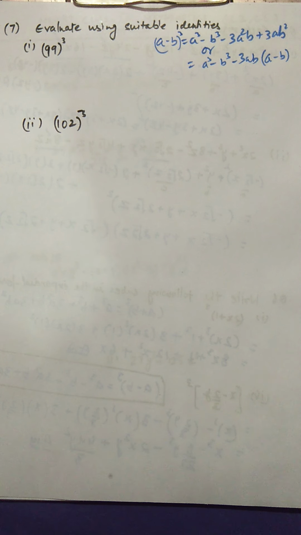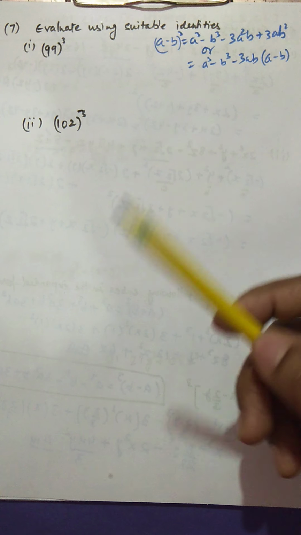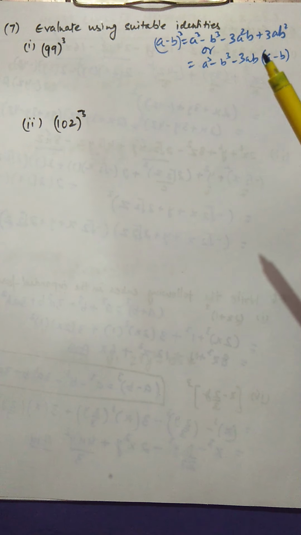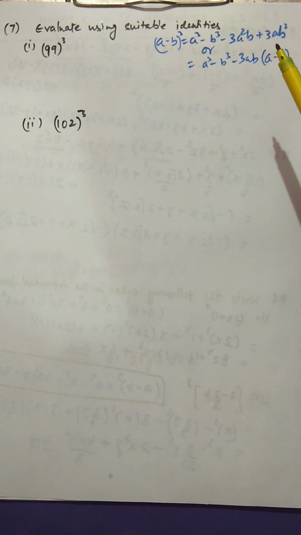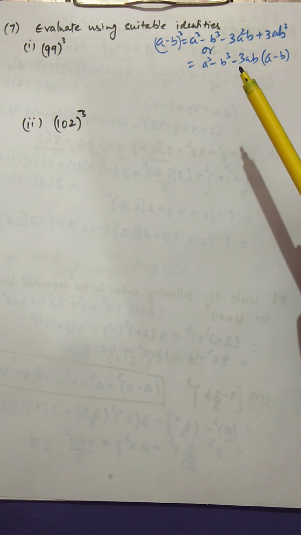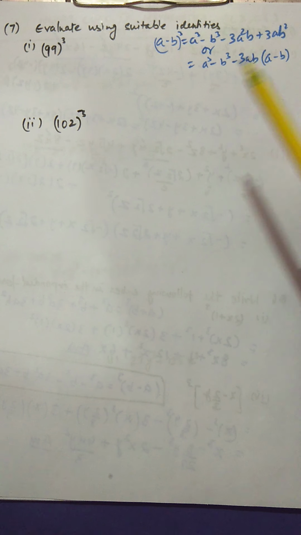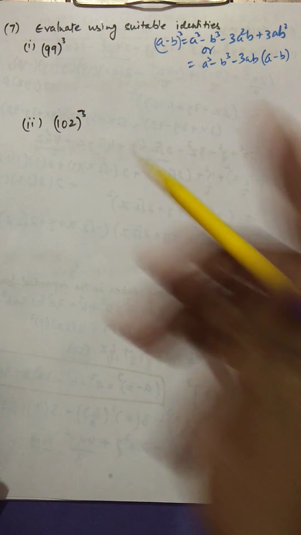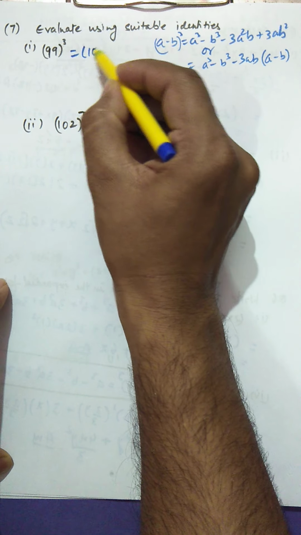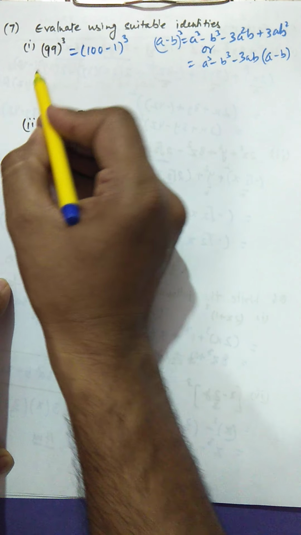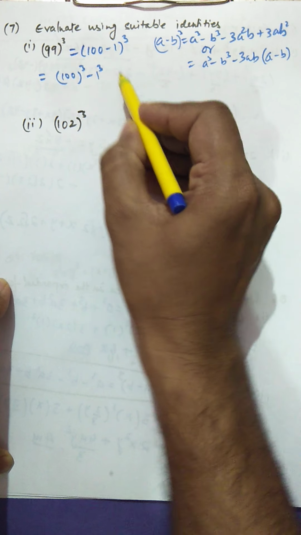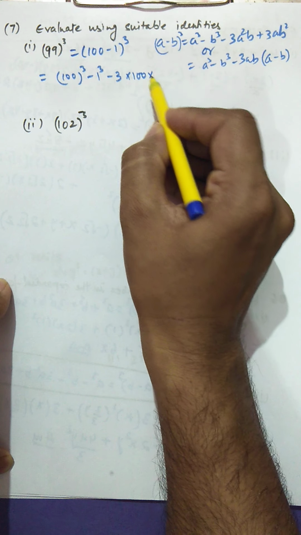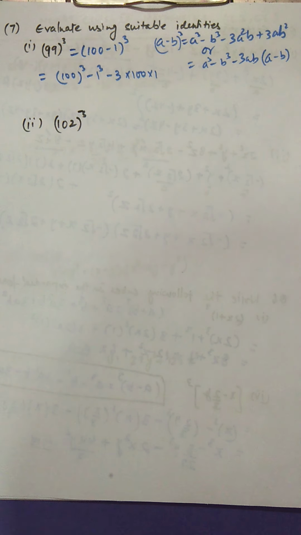Now see question number 7. You have to evaluate 99 whole cube. So you can see the identity a minus b whole cube is a cube minus b cube minus 3a square b plus 3ab square, or you can write a cube minus b cube minus 3ab bracket a minus b. So we are going to use this form of this identity, the second one, and see how I'm going to evaluate it. So this 99 can be written as 100 minus 1 whole cube. So now you open this: 100 cube minus 1 cube minus 3 into 100 into 1, and now bracket, I can use this color so that you will not get confused.